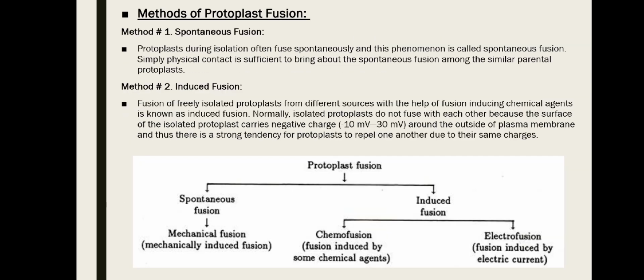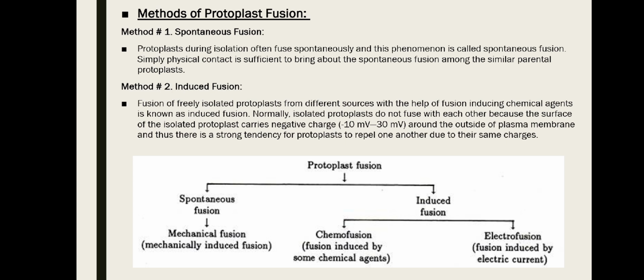Once the viability of the protoplasts is confirmed, the protoplasts need to be fused for hybridization, and that can be done by two methods. Method number 1: spontaneous fusion. Protoplasts during isolation often fuse spontaneously, and this phenomenon is called spontaneous fusion. Simple physical contact is sufficient to bring about spontaneous fusion among similar parental protoplasts.